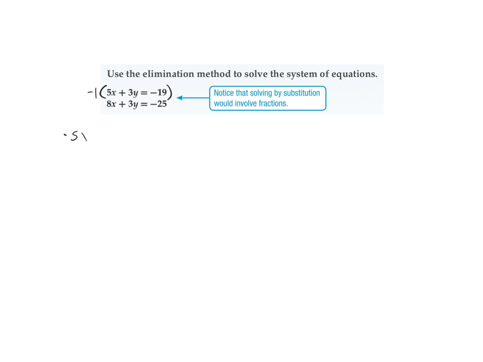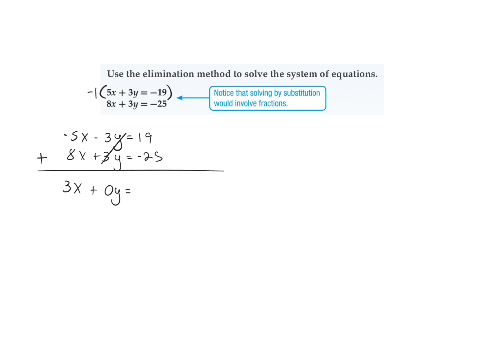So this would become negative 5x minus 3y equals negative 19. The other equation stays exactly the same. We don't do anything with it. Let's go ahead and add. Negative 5x plus 8x is a positive 3x. Negative 3y plus 3y cancels to 0y, or you can just make it disappear. Then we have 19 and 25 being negative, so we get negative 6. So we get 3x is equal to negative 6. I'll divide by 3 on both sides, and we get x is equal to negative 2.